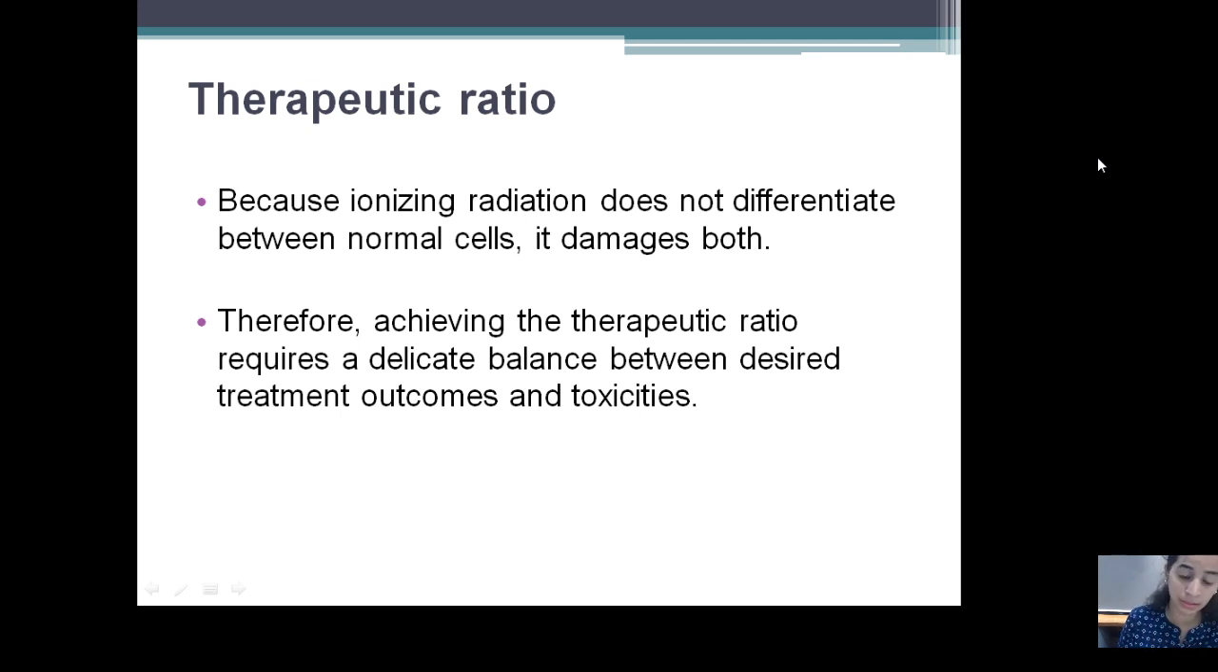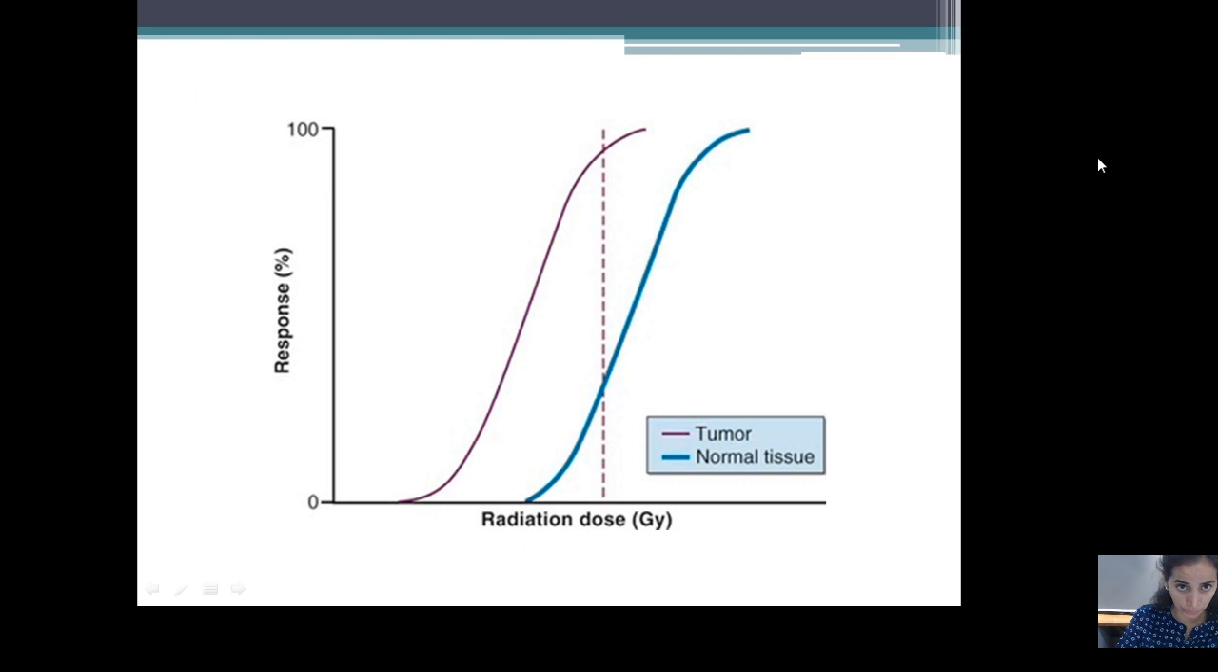So then the concept of different modalities came up. For the therapeutic ratio, because ionizing radiation does not differentiate between normal cells and tumor cells, it damages both. Therefore, achieving the therapeutic ratio requires a delicate balance between the desired treatment outcomes and the toxicity. So combined modalities are used. Different types of modalities, like brachytherapy, we are giving, then we are doing chemotherapy and surgery, which is planned.